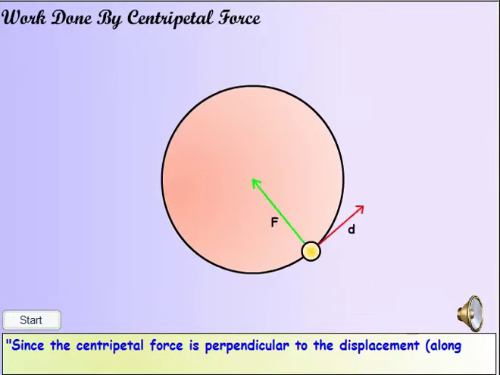When an object moves in a circular path, a centripetal force acts on it, which points to the center. The displacement is at a tangent to the circle, so it is perpendicular to the centripetal force. Now, since the force and displacement are perpendicular, the work done is zero.